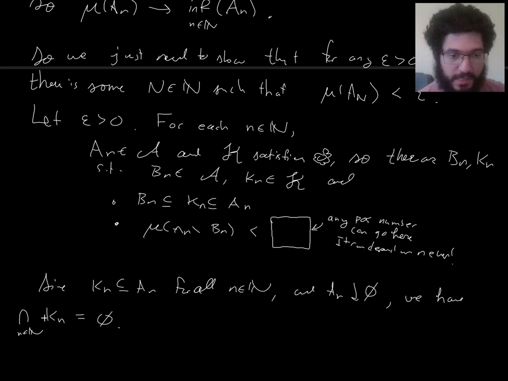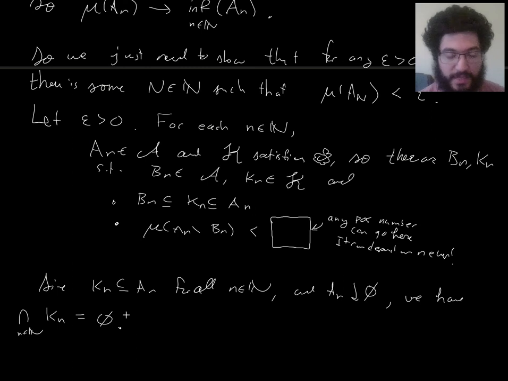But what I do know about the KNs is that they intersect down to the empty set, at least, since each KN is a subset of the corresponding AN. This intersection is a subset of the intersection of the ANs, which is the empty set. And if you're a subset of the empty set, then you're the empty set.